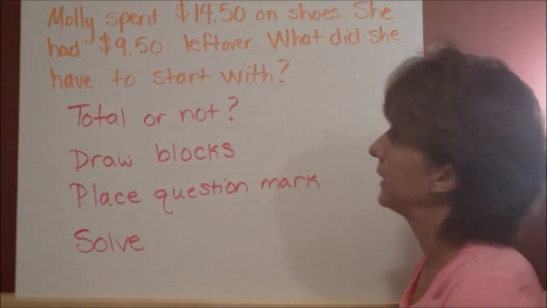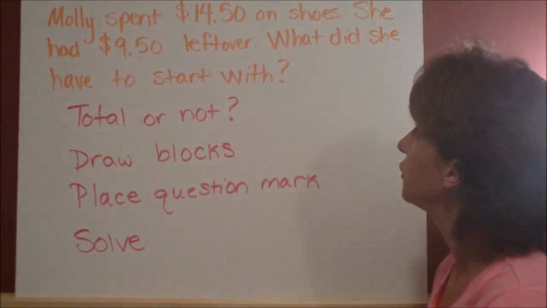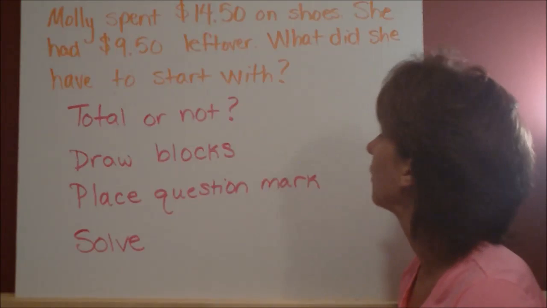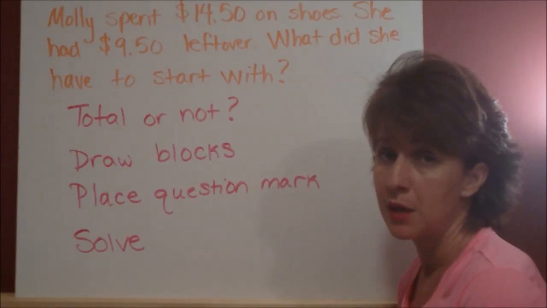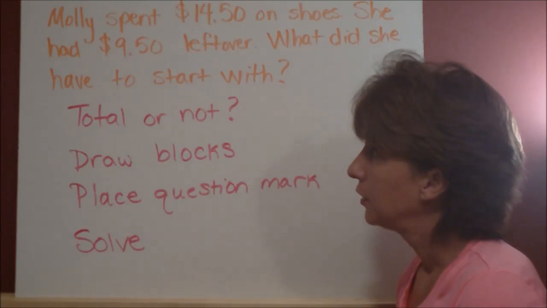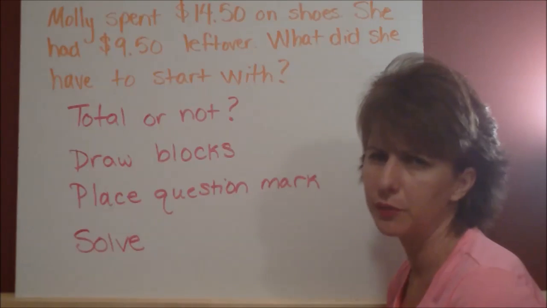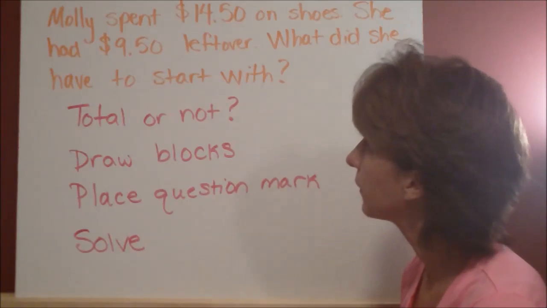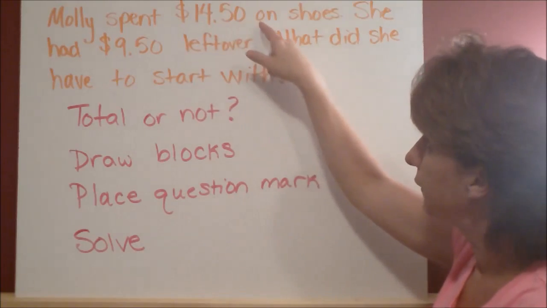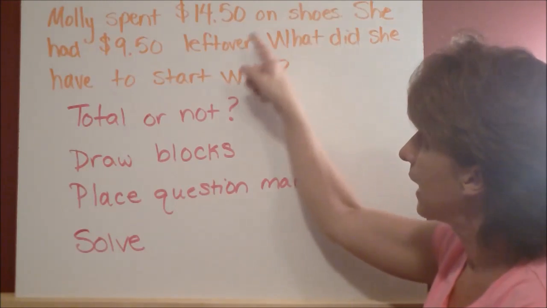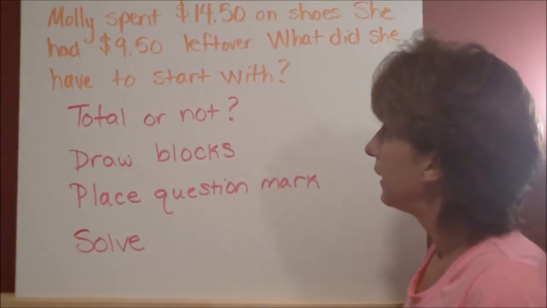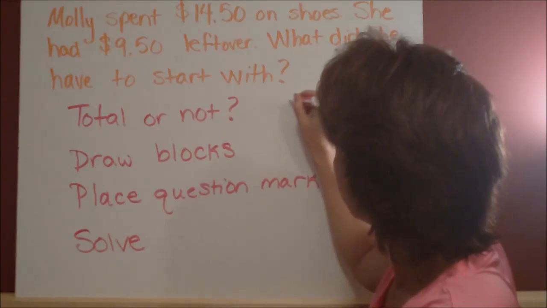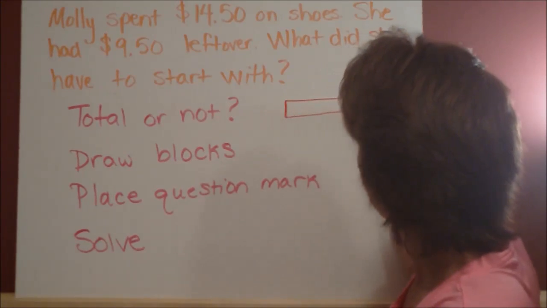Our first problem says Molly spent $14.50 on shoes. She had $9.50 left over. What did she have to start with? The first thing we ask is, do we know the total or do we not know the total? Let's read it again and find out what we know. Well, we know she spent $14.50 on shoes and she had $9.50 left over. That means that I don't know the total because I don't know what she started with.